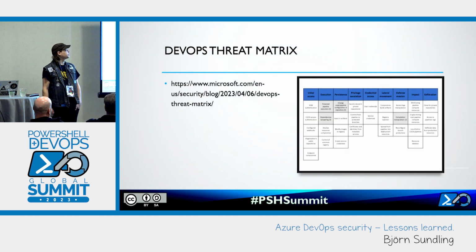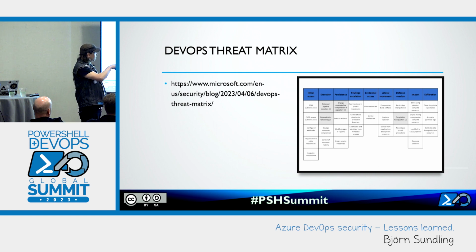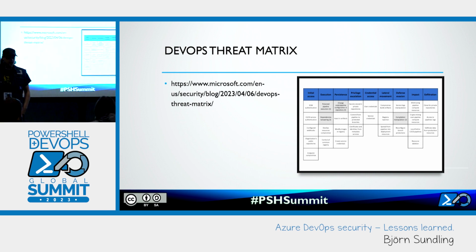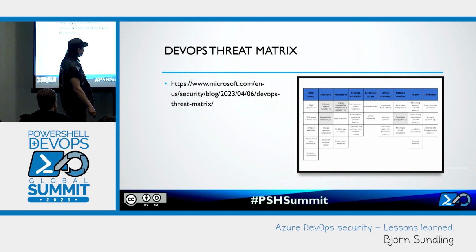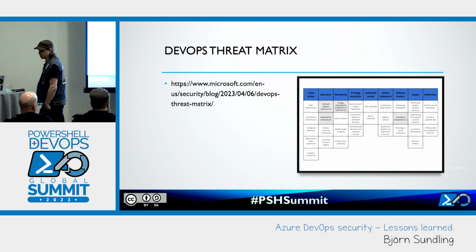3 weeks ago, Microsoft released this one. And I decided that instead of just showing random demos of things I can break, let's map my demos into this little threat matrix that they have and see what I'm actually doing, what they think I'm doing. So we have everything from initial access, execution, persistence, privilege escalation, credential access, lateral movement, defense evasion, and the last two are impact and exfiltration, which I will not show you because once I'm in, I can do any of them and whatever I want.